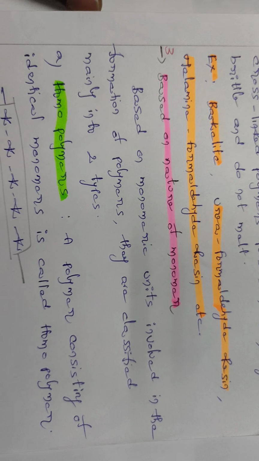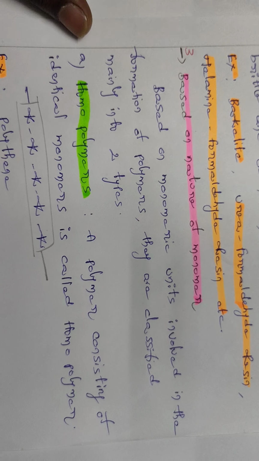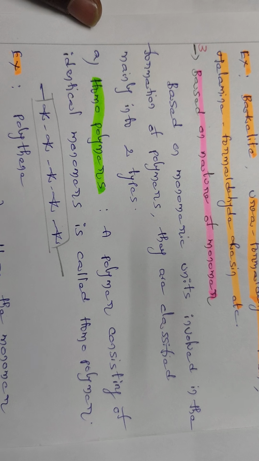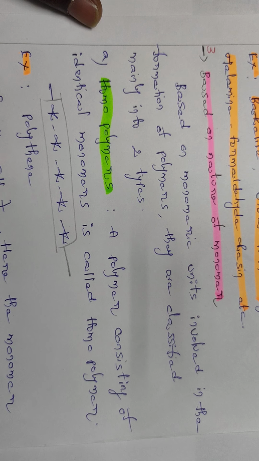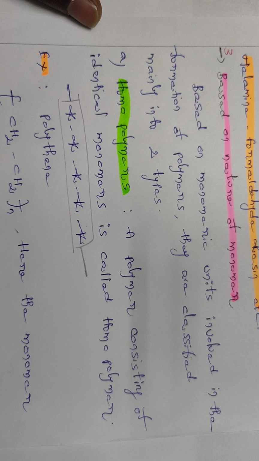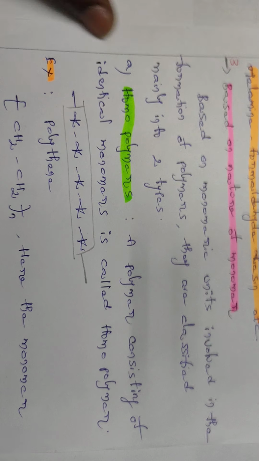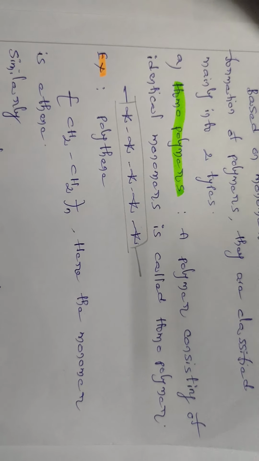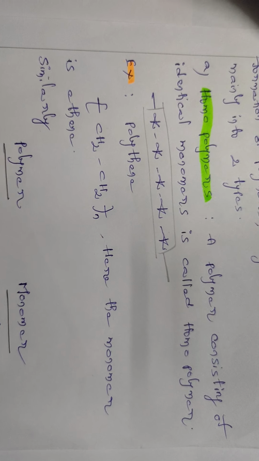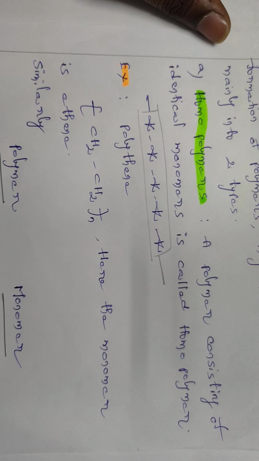Okay students, then the third classification is based on nature of monomer. Based on nature of monomers, polymers are mainly classified as two types: homopolymers and heteropolymers. Homopolymers means the polymer is having identical monomers. For example, polyethylene, PVC, natural rubber. These are our examples for homopolymers.